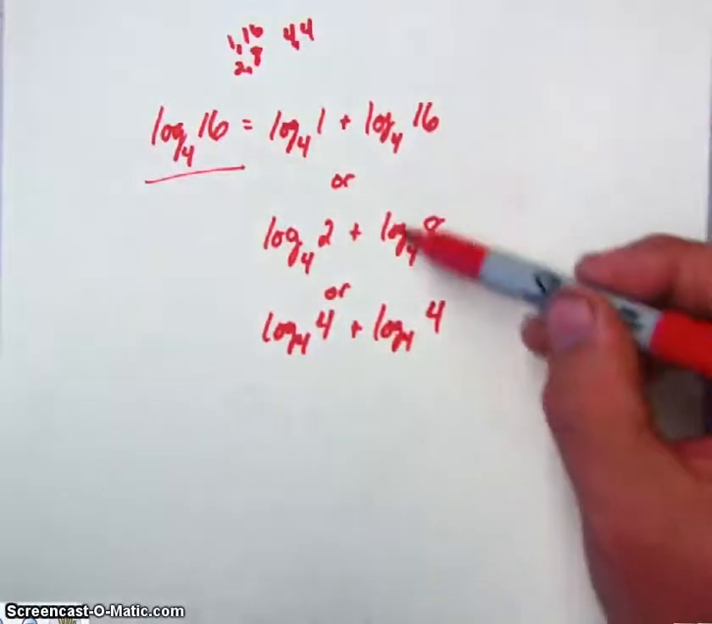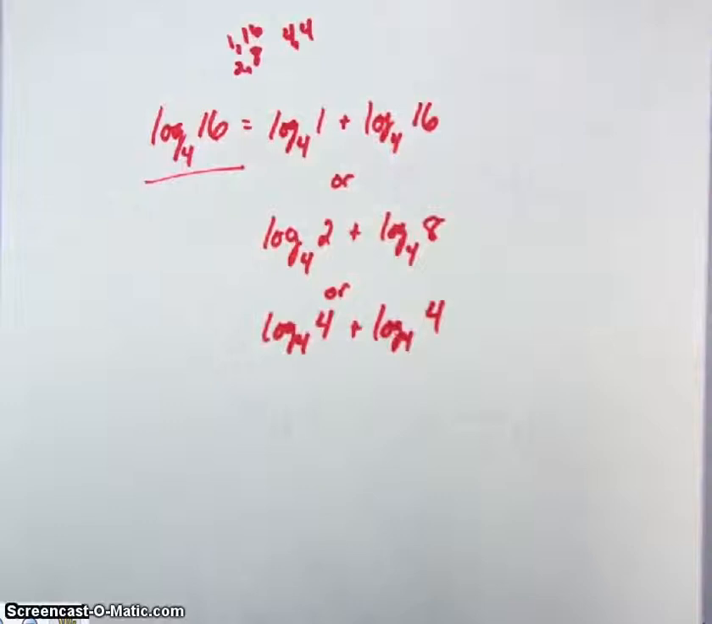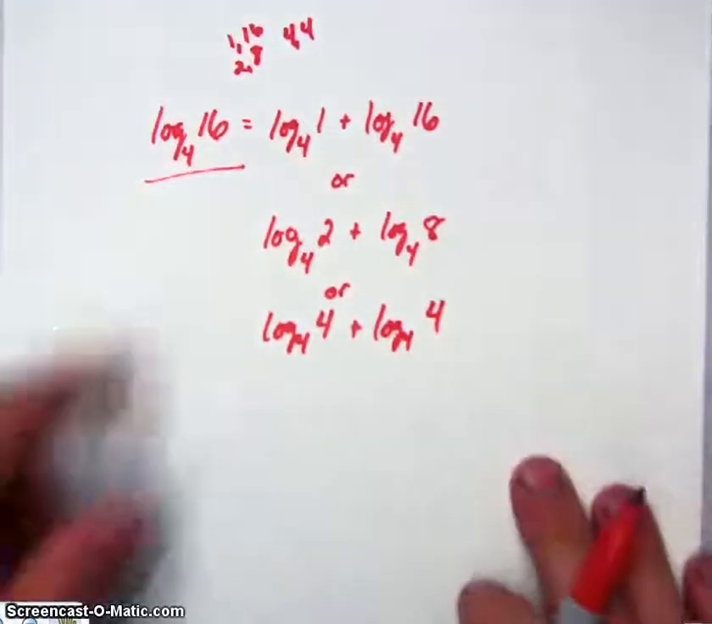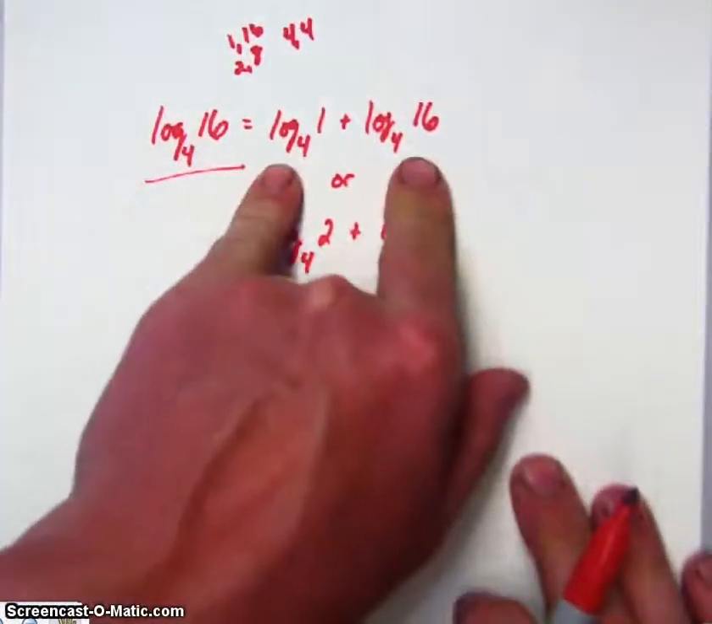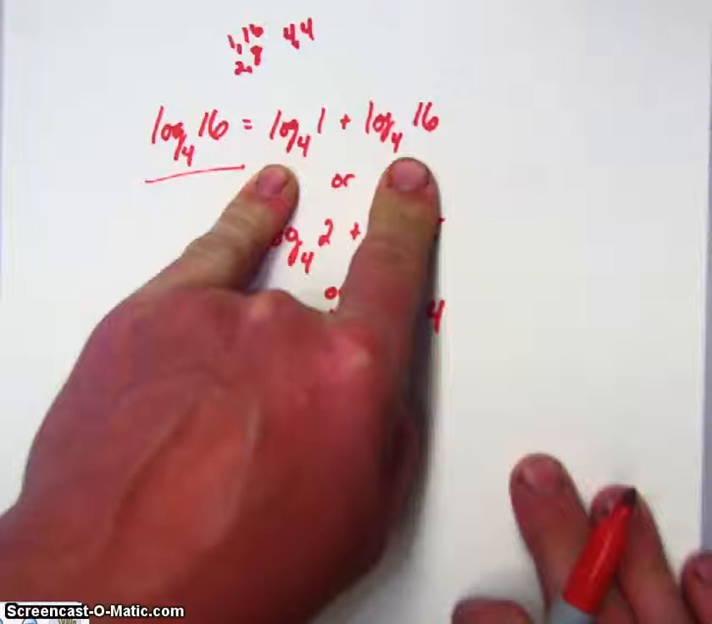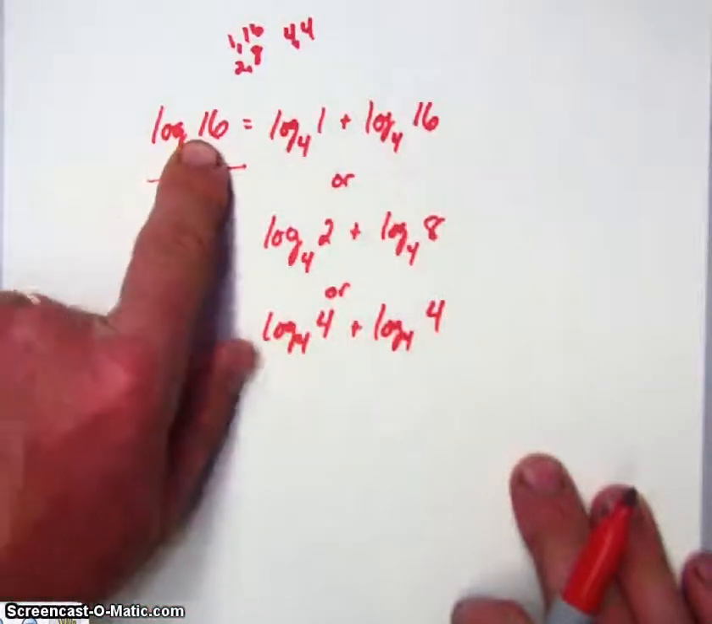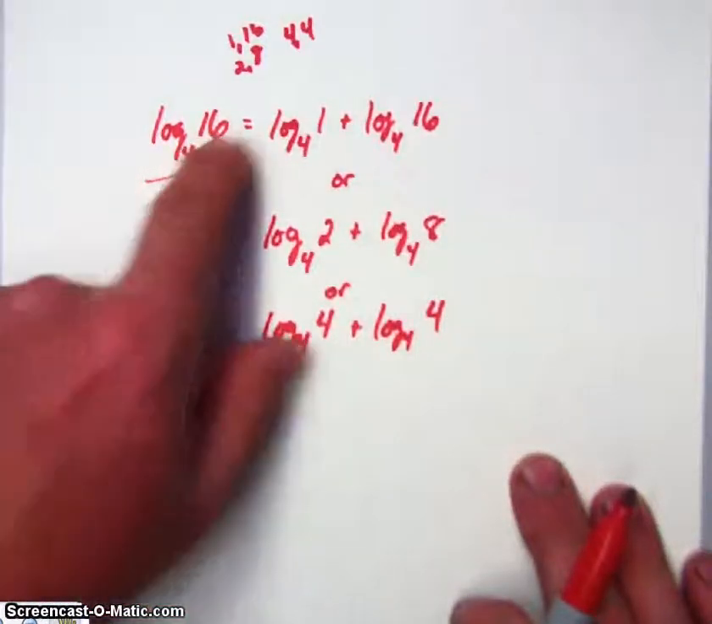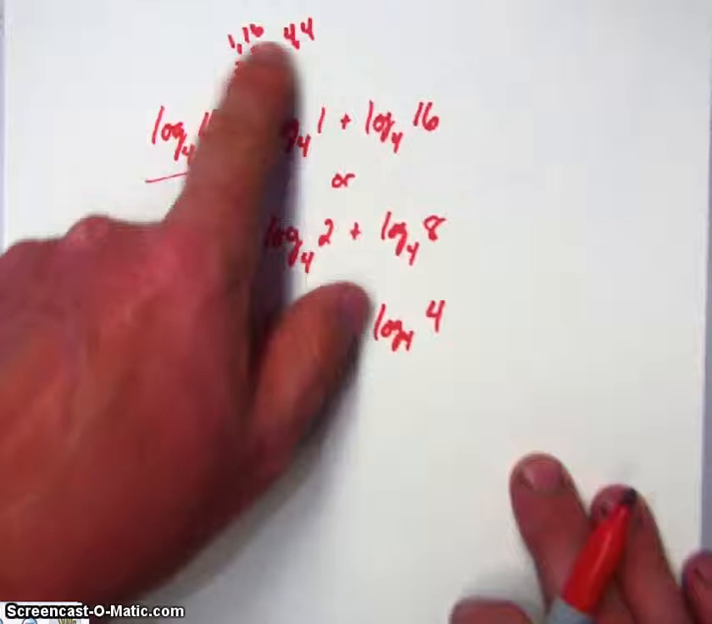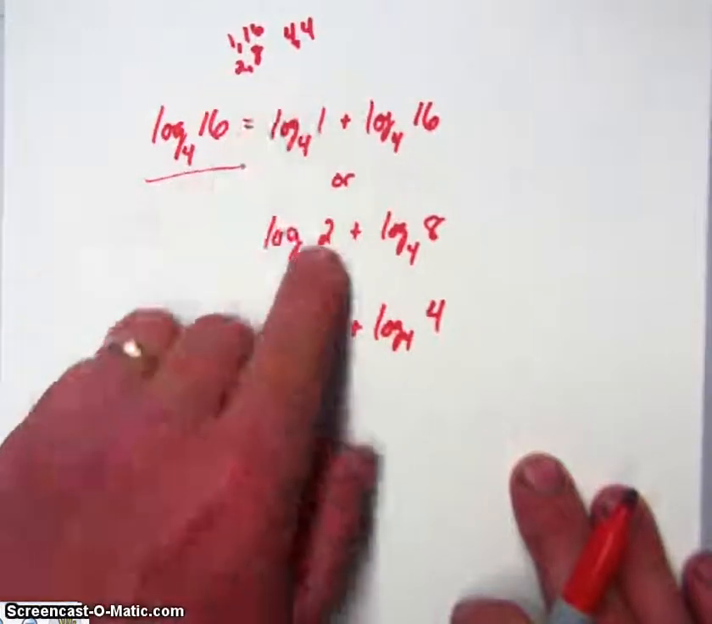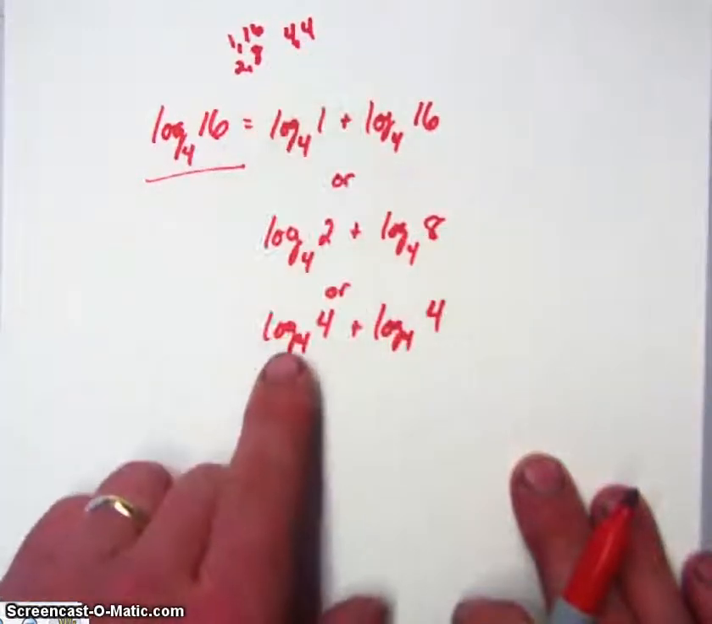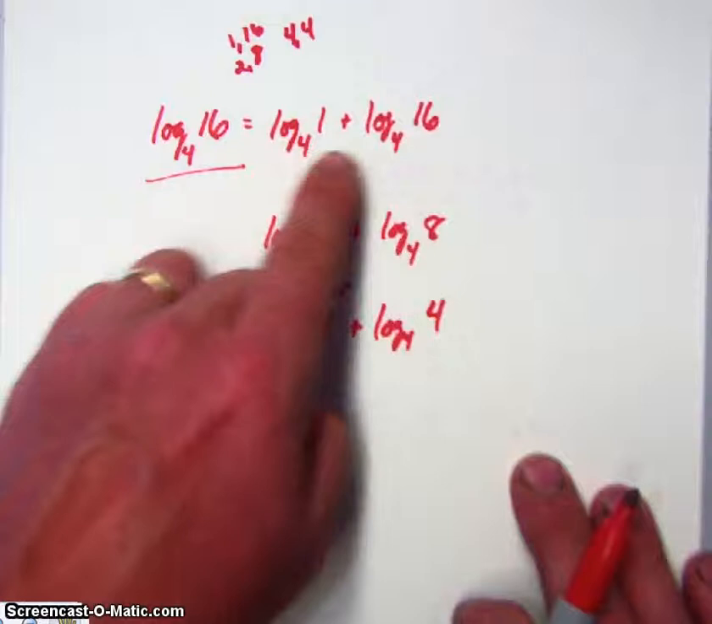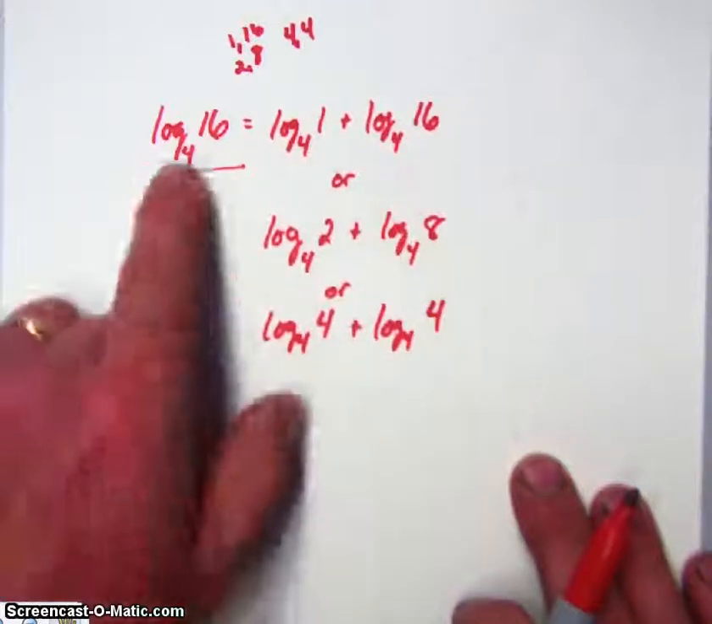So either one of these will work. That's expanding. In other words, you take something and pull it apart into multiple logarithms. The way you do that is find the factors of this number, list them, and there you go. You got 1 and 16, 2 and 8, and 4 and 4. And you notice all the logs have the same base as the original one.